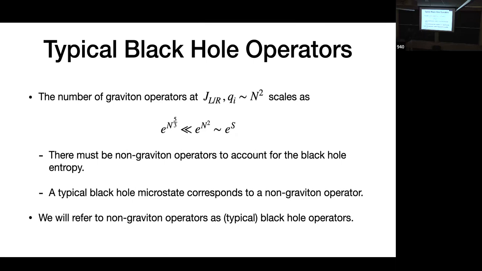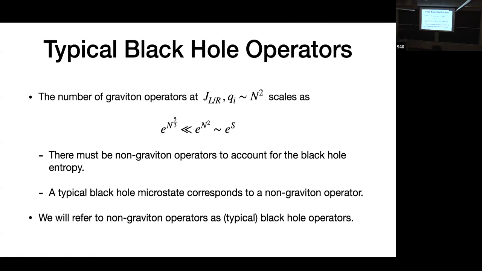So we will roughly refer to the non-graviton operators as the typical black hole operators. Any cohomology class that is not this graviton cohomology, we will call in a loose sense a black hole cohomology.